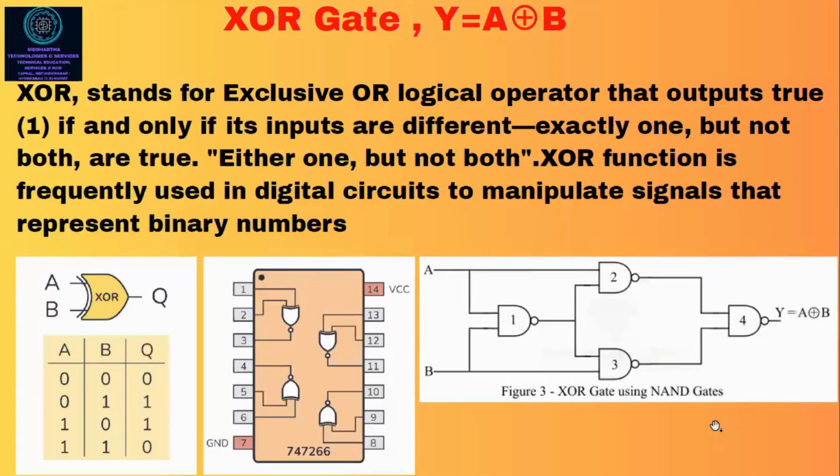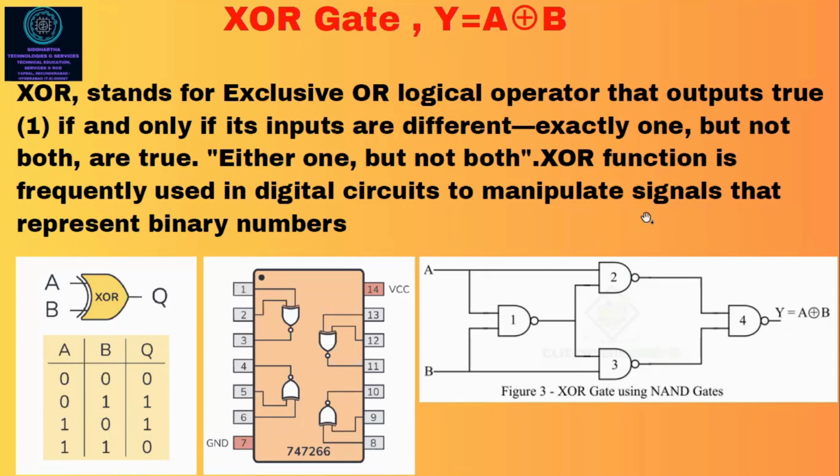So first of all, the XOR gate. XOR stands for exclusive OR, a logical operator that outputs true, 1, if and only if its inputs are different. According to the truth table, you will understand what "if and only if" means: when the inputs are different, then only you will get a logical high. Like inputs here, 0, 1 and 1, 0. You can see it here.